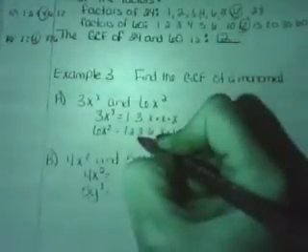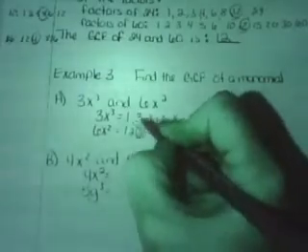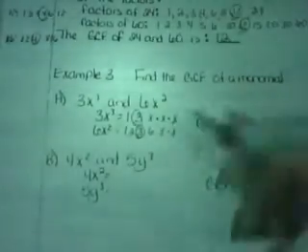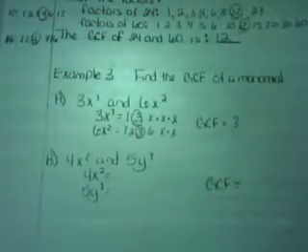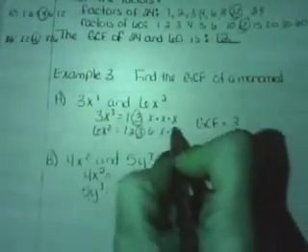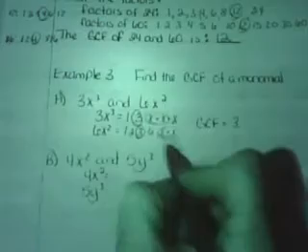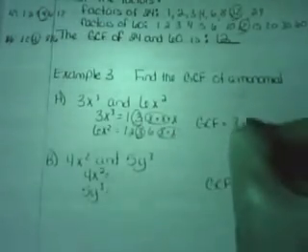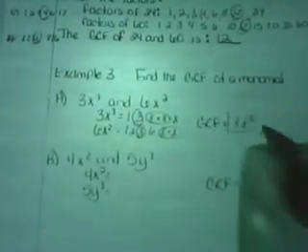I can see my greatest common factor is going to be 3. I'm going to write down 3. And I can see that they have 2 x's in common. So x times x becomes x squared. There's your greatest common factor.